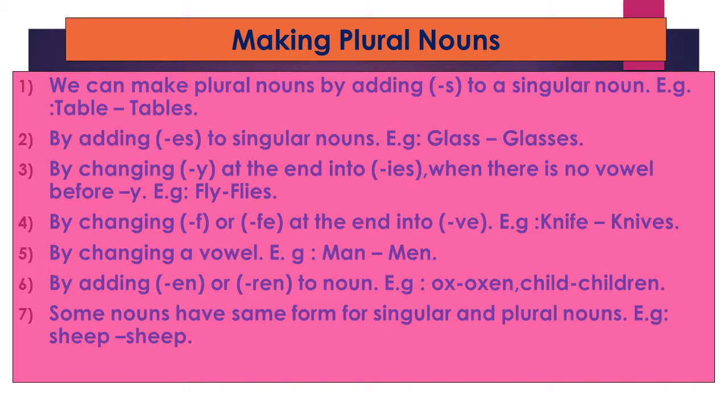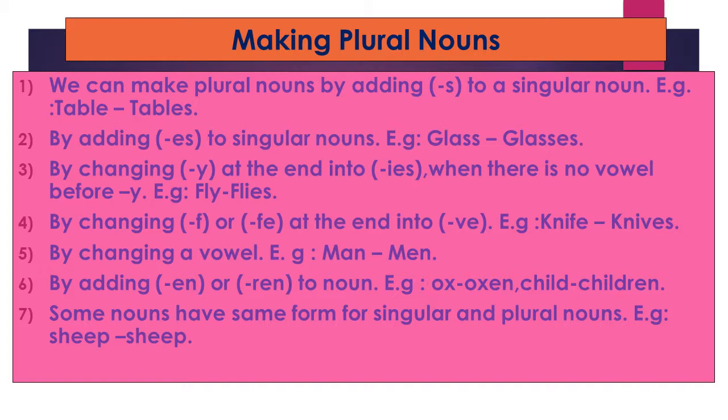Third rule, by changing Y at the end into IES when there is no vowel before Y. For example, look at the word fly, children. F-L-Y, fly. The ending letter of this word is Y. Before Y, the letter is L. L is a consonant. What are consonants, children? All the letters other than vowels. What are vowels? A, E, I, O, U. These 5 letters are called vowels. Other than these 5 letters, the rest of the letters in the alphabet are called consonants.